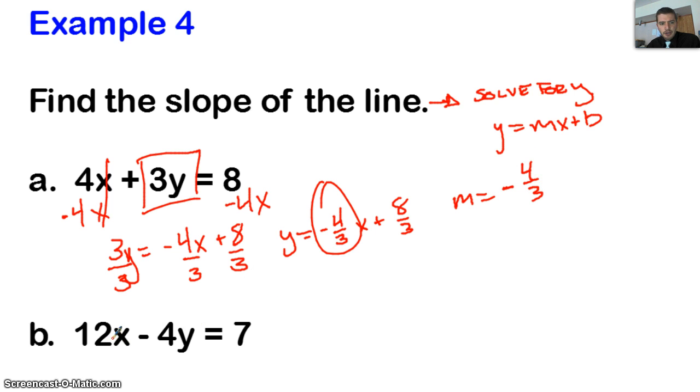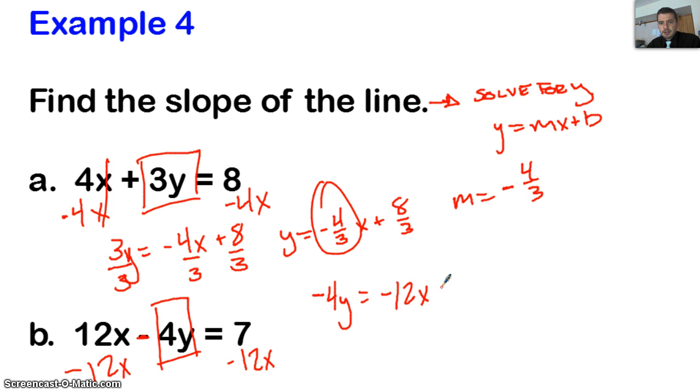Next one, you're going to do the exact same thing. Again, you're solving for y. So make sure you leave the sign here in front. I'm going to subtract 12x from both sides. So it'll be -4y equals -12x plus 7, because it's a positive 7 here. And then divide by -4. So it will be y equals positive 3x minus 7 over 4. So the slope is 3 here.